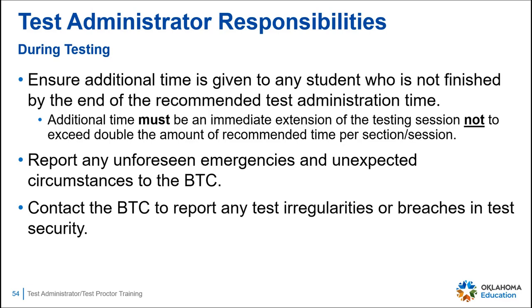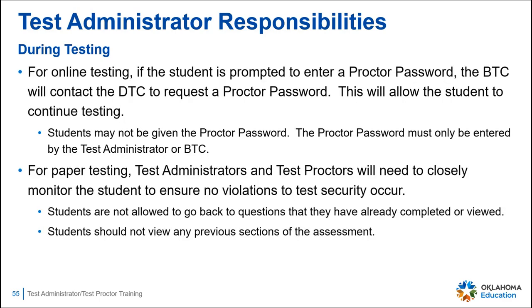Report any unforeseen emergencies and unexpected circumstances to the BTC. Contact the BTC to report any test irregularities or breaches in test security. For online testing, if the student is prompted to enter a proctor password, the BTC will contact the DTC to request a proctor password. This will allow the student to continue testing. Students may not be given the proctor password. The proctor password must only be entered by the test administrator or BTC.